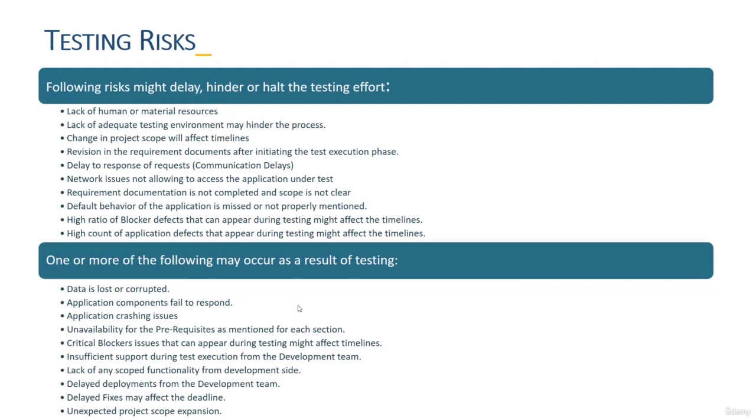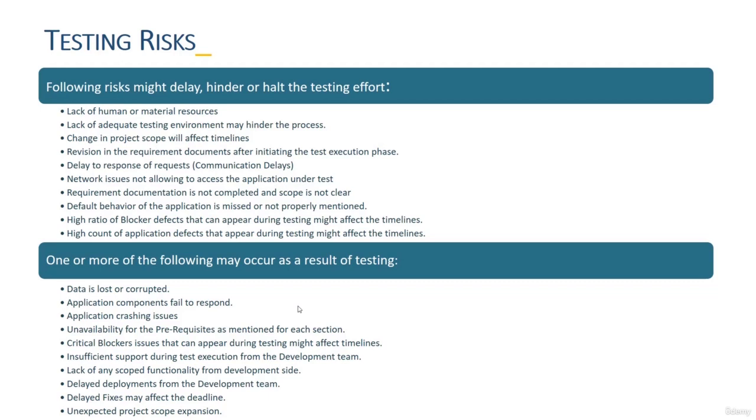If the client is not providing them, we cannot proceed with our testing activities. A lack of scoped functionalities from the development team, and any delayed deployment from the development team, will impact our testing activities. And unexpected project scope expansion will definitely increase the testing effort, and we need to make sure that we are only responsible and accountable for testing the decided scope, as we discussed in our first slides.